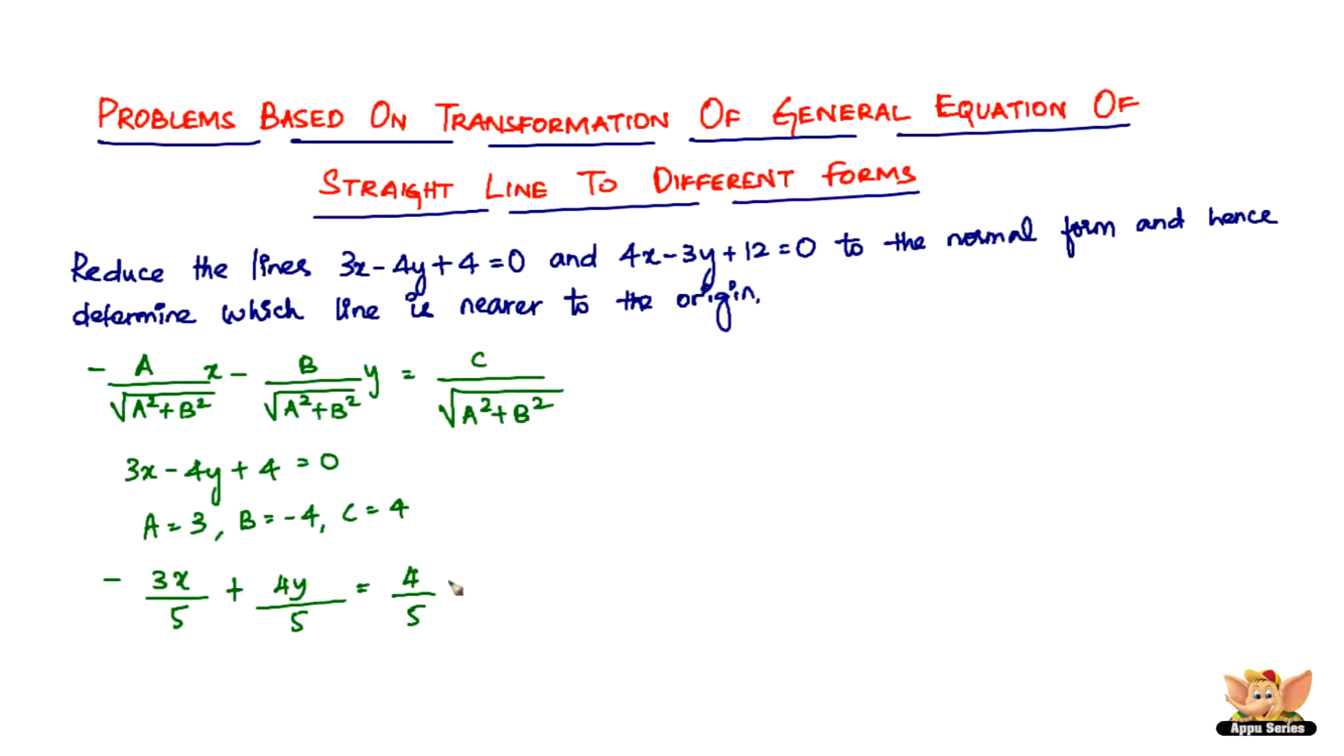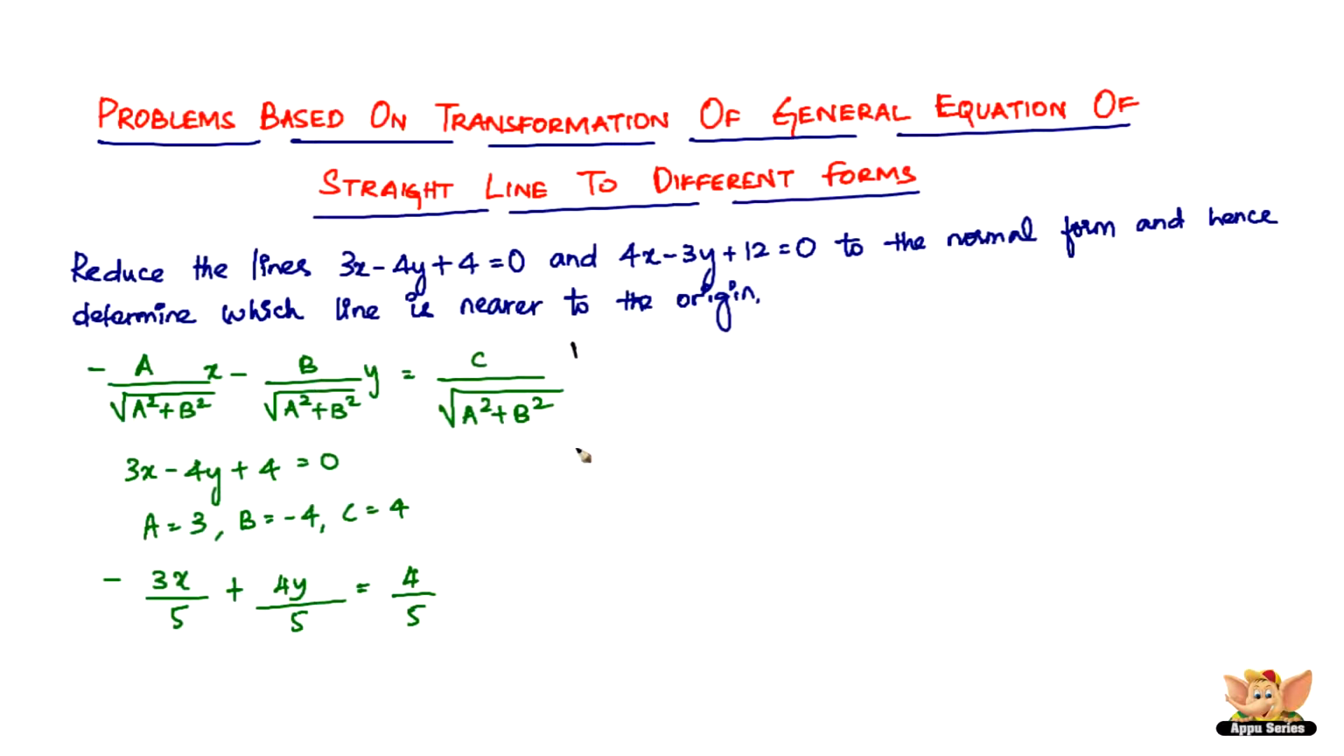Alright, so you know what this is, right? I mean, the normal form is like x cos alpha plus y sin alpha equal to p. So 4 by 5 is that length. It also says, hence determine which line is nearer to the origin. So this 4 by 5, p, is the perpendicular distance from the line to the origin. So we've already got one distance. If we find the same thing for the other line, then we'll be able to compare the two p's and then come to a conclusion about which line is nearer to the origin. So let's do that now.